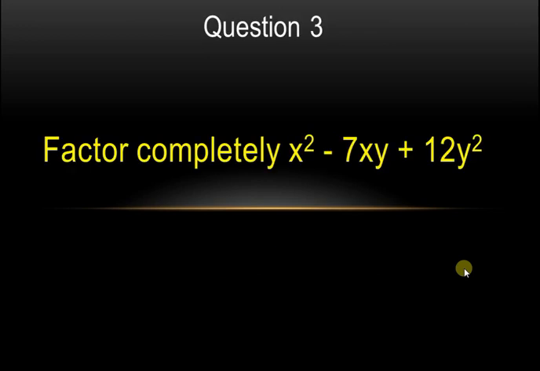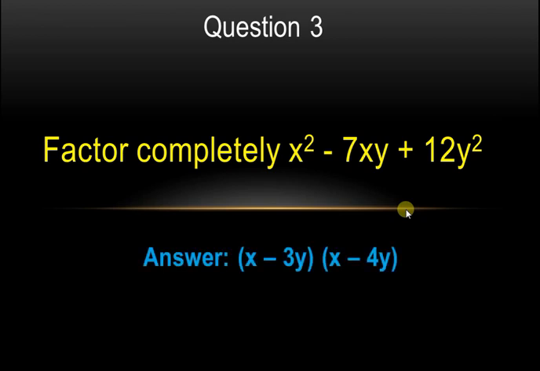Factor completely x squared minus 7xy plus 12y squared. Pause the video. Okay, the answer is the quantity of x minus 3y times the quantity of x minus 4y.